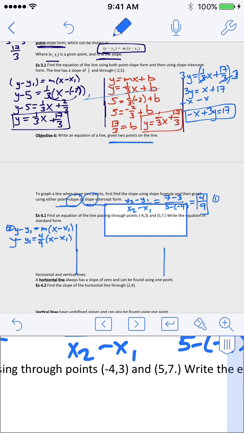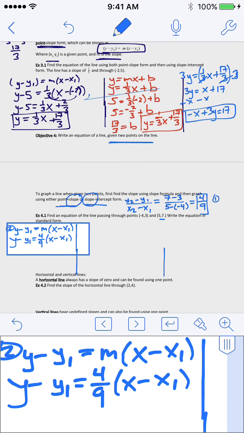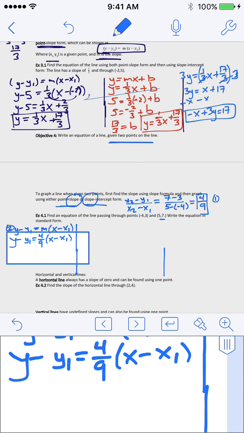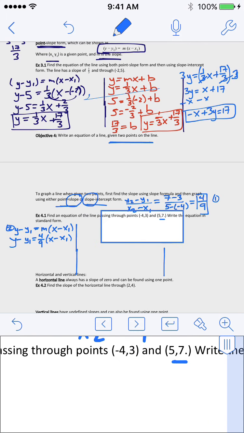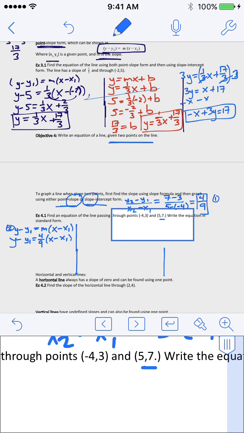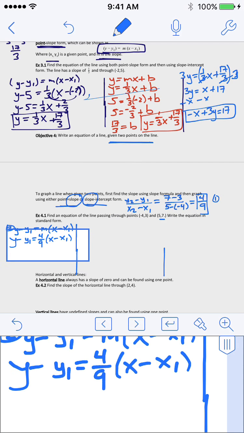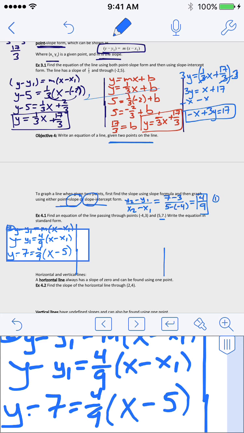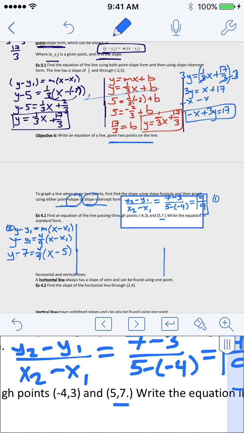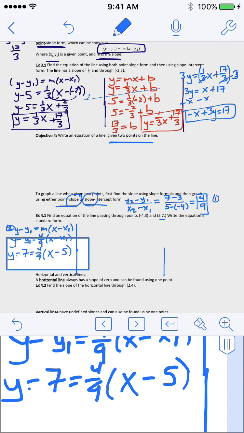Since I'm not a huge fan of negatives, there's nothing wrong with them, but people tend to like positive numbers, I'm going to go with this second point here. I'm going to use 5, 7. Now be super careful. This first part is not going to be y minus 5. Why would it not be y minus 5? Think about it. That's right, because y is 7 here, right? In the point, the y is 7, and I see that happen so many times. So I'm going to plug in, and it's got to match: y minus 7 equals 4 over 9 times x minus 5, right? x1 is 5, y1 is 7, so I've got to make sure I do that.